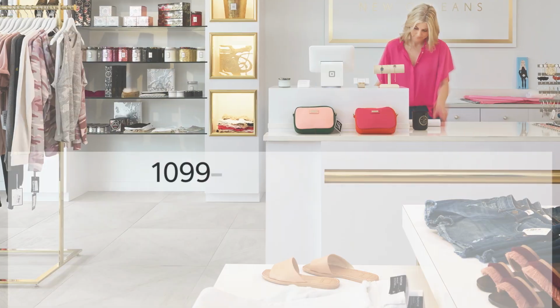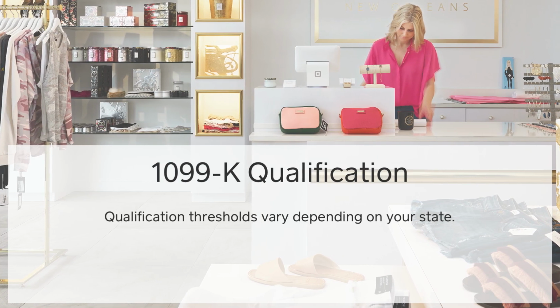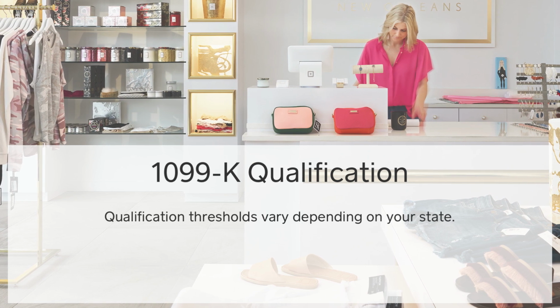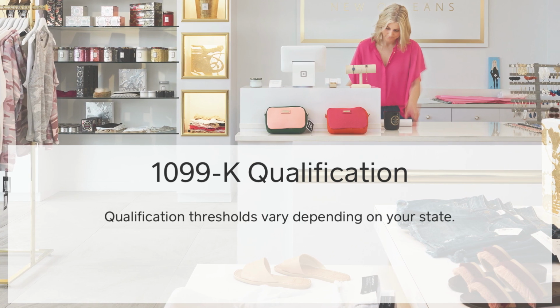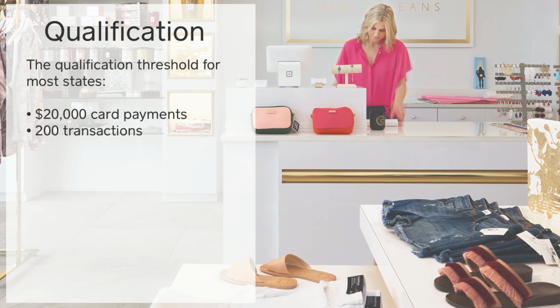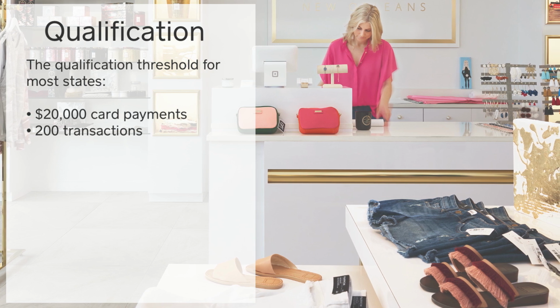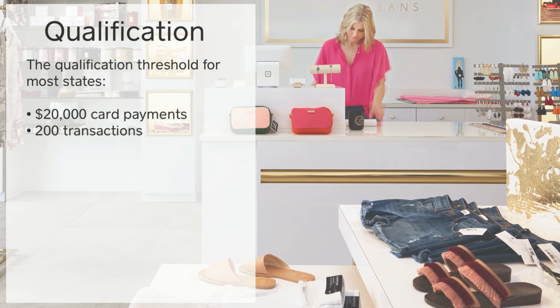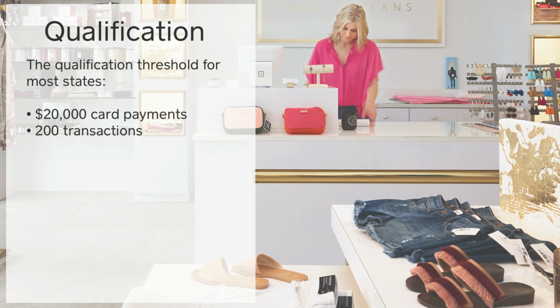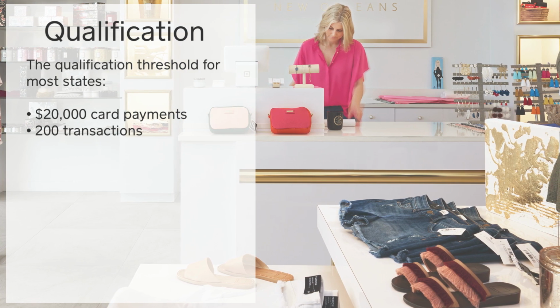Before jumping into qualifications, it's important to bear in mind that the 1099-K thresholds vary depending on your state. We'll cover the thresholds for most states first, and then touch on states with different thresholds. Generally, accounts meeting both of the following criteria qualify for a 1099-K and must be reported to the IRS by Square. If you process more than $20,000 in gross card sales and more than 200 transactions in a calendar year, Square is required to report that information to the IRS.